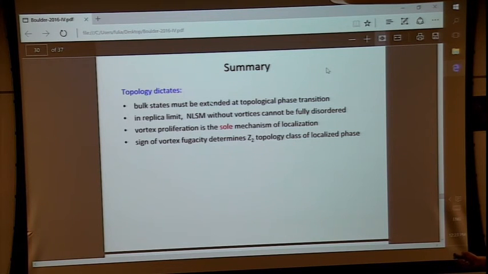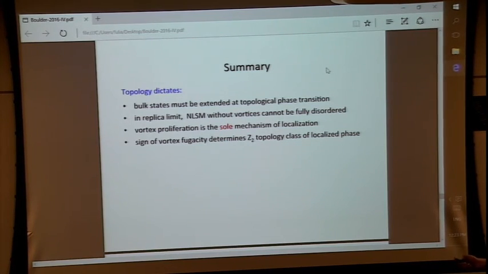The ideas from topological insulators are actually impacting our understanding of Anderson localization. Whenever there are distinct topological phases, it implies that there have to be extended states at the phase transition. The phase transition can be in one step through a critical point, or it can involve a metallic region. And within the symplectic class, in the nonlinear sigma model theory, we identify that the vortices are crucial. The sign of the vortex fugacity determines the topology of the localized phase.